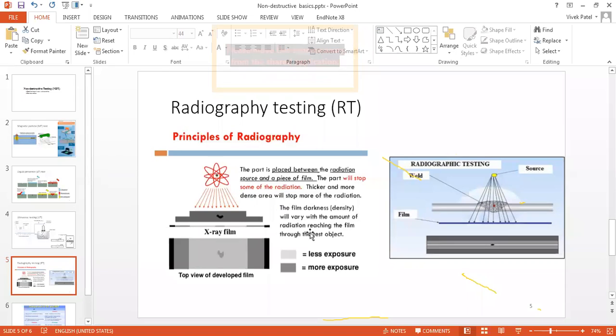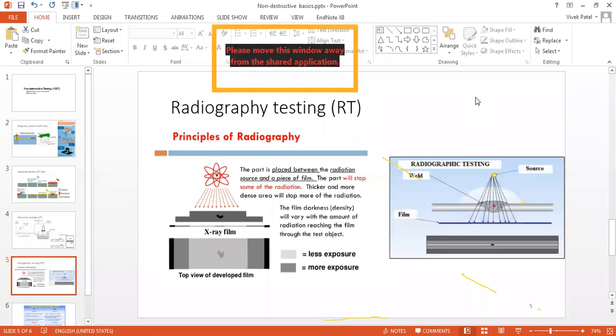Next one is radiography testing, right? A similar kind of X-ray we used to do when we are ill. When we go to the doctor, when we do radiography, X-ray, similar we can do for the metals or materials, right? So you can say X-ray has an industrial use in the form of radiography.